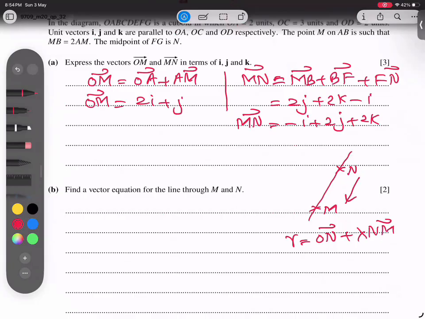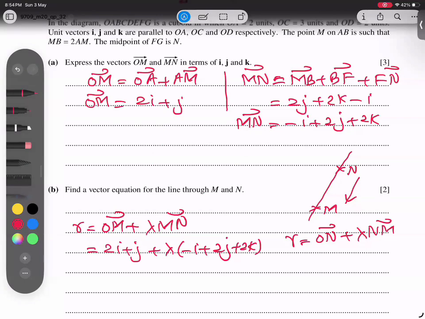But if I start from M, then what is the equation of line? R is equal to OM, where I start, plus lambda times Mn. And luckily, we have both values. OM is here, Mn is here. So indirectly, the examiner helped us to solve it. And this is done: negative I plus 2J plus 2K. That is why it's 2 marks only. You leave it in this format.